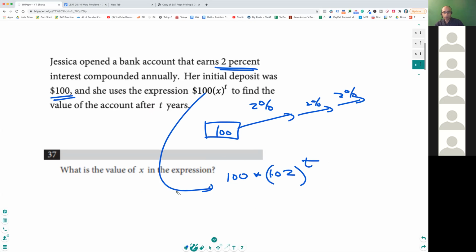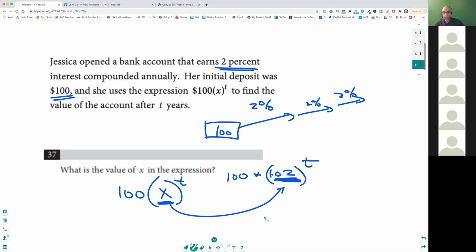Now you compare it with this. The way they've given it is 100 x to the t, and they're just asking you this silly thing, this x, and what is this x? They are the same. So x is equal to 1.02.